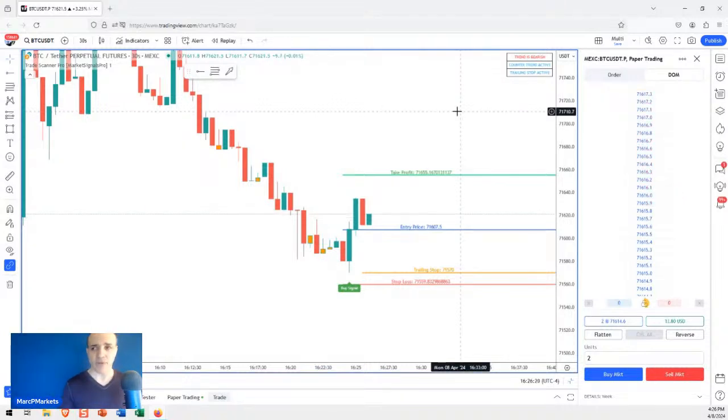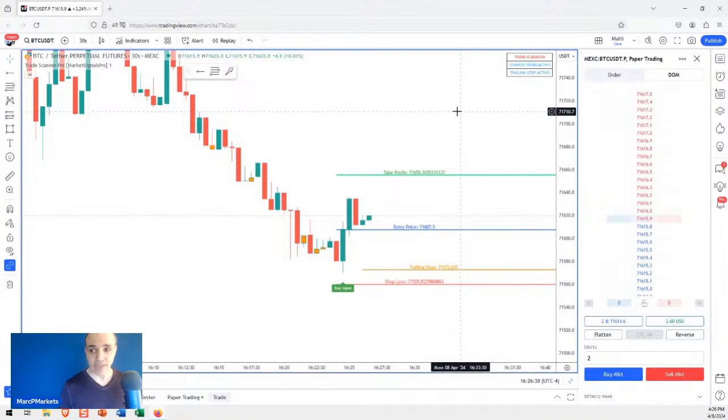Rather than sitting here like I am and staring at this, don't do what I'm doing here. This is just for demonstration so you could see the orders in play. You don't want to sit here and stare at this thing and then take 10 trades. You don't want to do that.